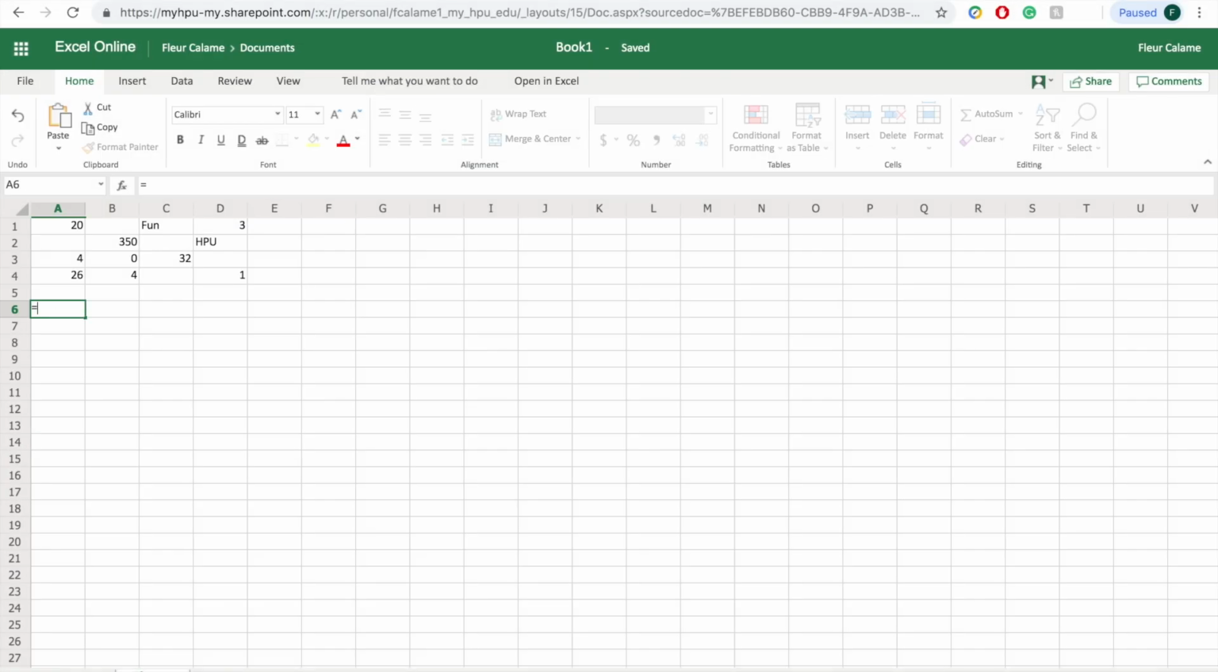If we put this in Excel, we write equals IF, parentheses, A1 equals B3, comma, D1, comma, B4. And then we close parentheses and press enter, and then the answer is 4, because B4 equals 4.